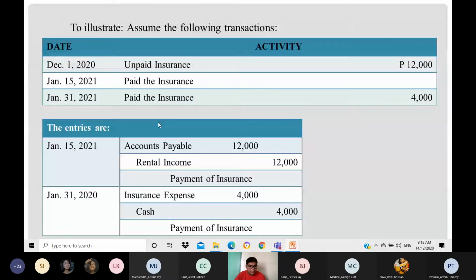So here, another sample. Similarly, to avoid the necessity of preparing the reversing entry for uncollected income, accounts receivable account is used. This account is not reversed. So, hindi nire-reverse yung accounts receivable instead of income receivable account.